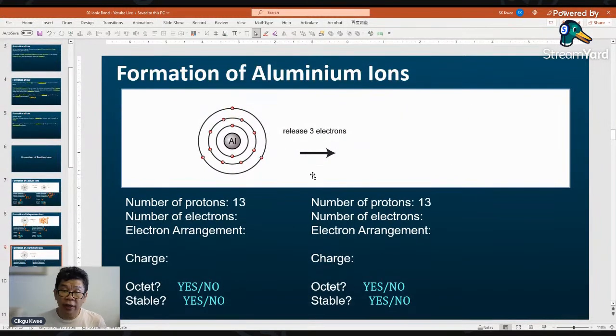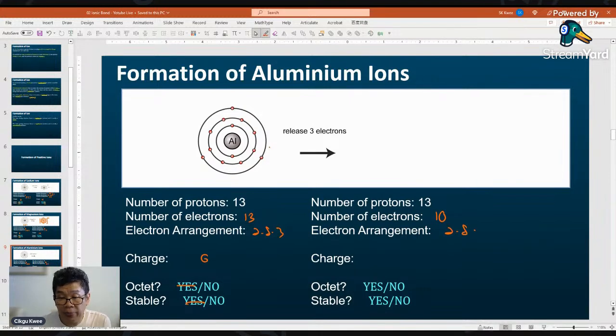Okay, we have another case, aluminium. Aluminium has 3 valence electrons. It's not stable. So for the atom, it has 13 electrons. The electron arrangement is 2, 8, 3, and therefore it's not stable. Charge is 0. Not octet, not stable. So then it will release the 3 electrons. After releasing 3 electrons, the number of electrons will be 10, arrangement 2, 8.